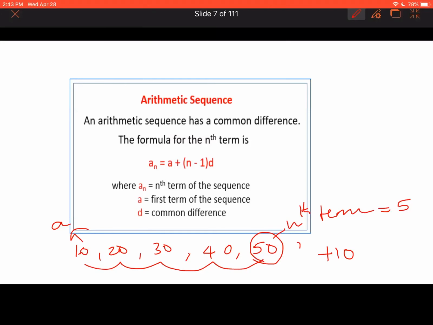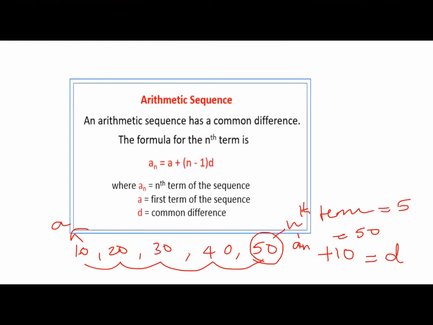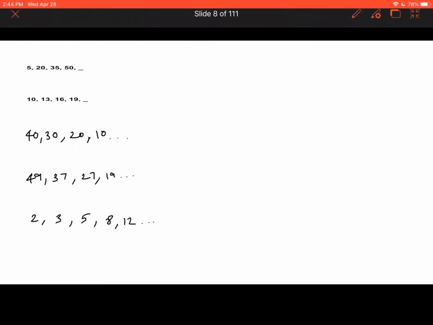The value of the nth term is equal to 50, and d is equal to 10. The first term of a sequence is called a, and the last term of a sequence is called the nth term, and the value of the nth term is given by an, and the difference is 10. So let us see how to use this formula and how to find the arithmetic sequence first.